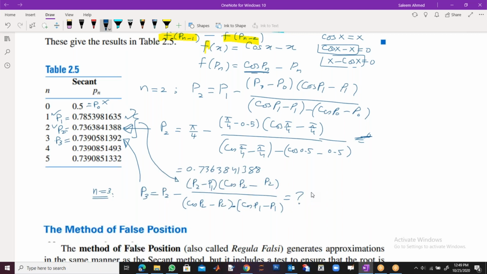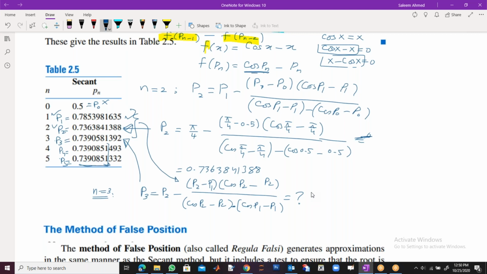So same way you will continue your iterations. So P4 and P5, you see, up to 6 decimal places here, your answer is the same. P4 is 0.7390851 and P5 is also 0.7390851. So up to 7 decimal places, your result is the same.